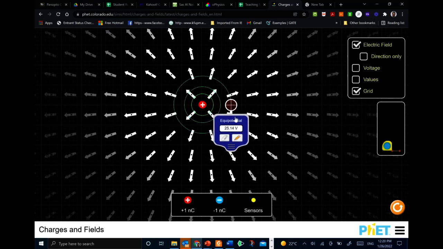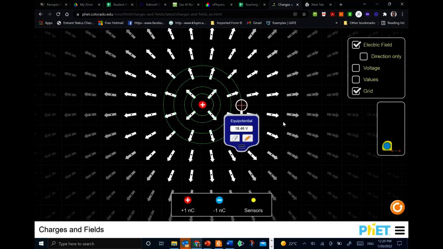Notice that if I have a point charge, the equipotential lines are concentric around the charge. The equipotential lines are also perpendicular to the electric field lines. Did you notice this? You can see the electric field lines are radial, pointing away from the charge. The equipotential lines are perpendicular to the electric field lines.